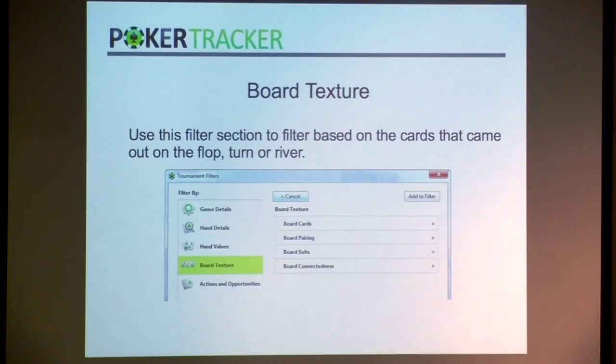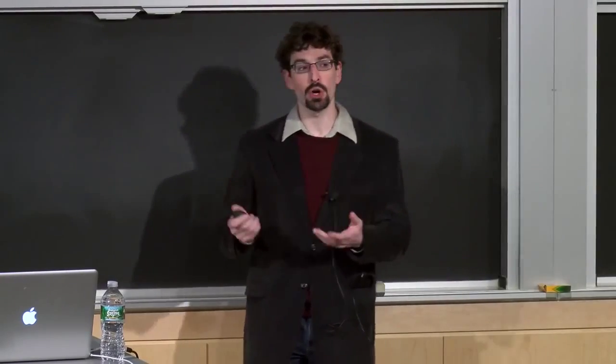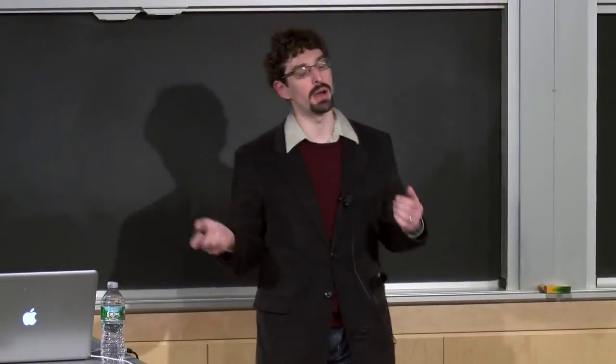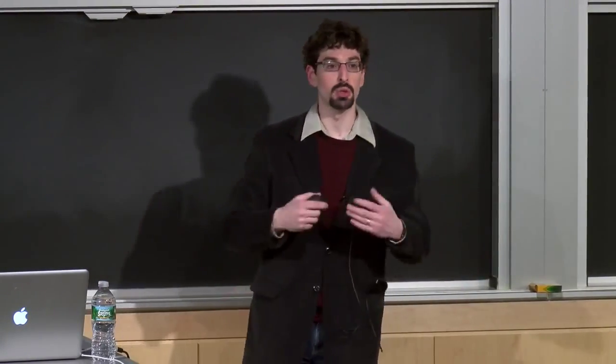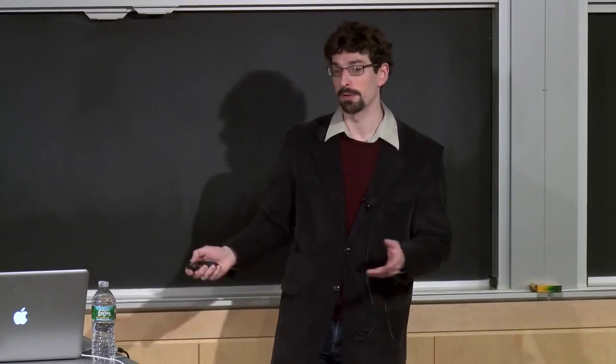Board texture is how the cards are working together on the flop. If you wanted to look for a flop with any ace, you'd go into board cards and you could pick ace on the flop. If you wanted to look for the turn paired the board with the flop, you'd go into board pairing to the turn section, and that one's there. If you wanted to look for times the flop was all 3 clubs, so you want monotone, you would go into board suits and you'd pick all 3 cards of 1 suit for the flop.